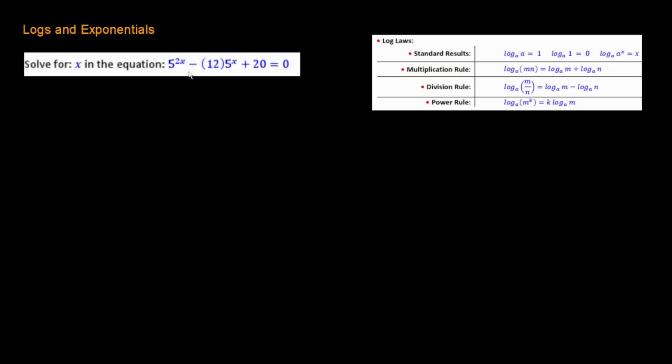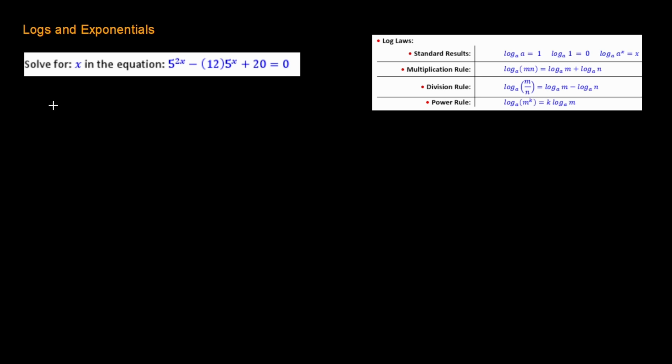Here we've got another equation, again with x in the index layer, and we've been asked to solve for x. I think the first thing to spot is that this is basically a quadratic in 5^x. If you substitute in your mind 5^x for, let's say, y, we get y squared minus 12y plus 20 equals 0, which is a standard quadratic which we can solve.